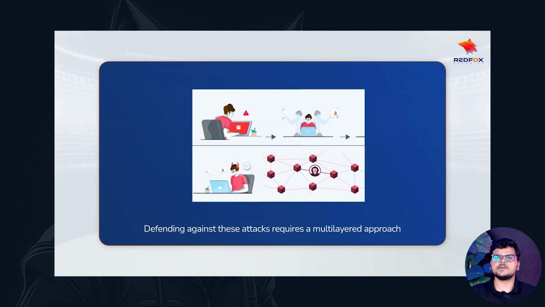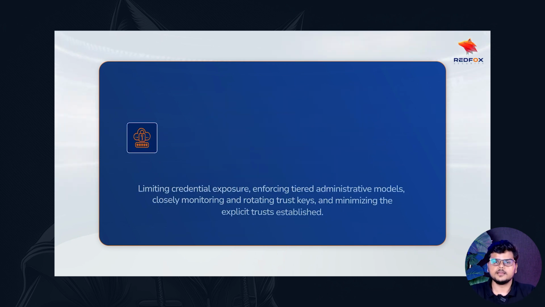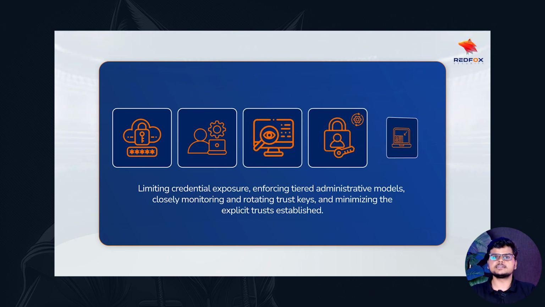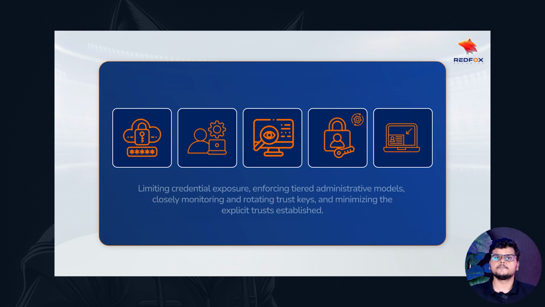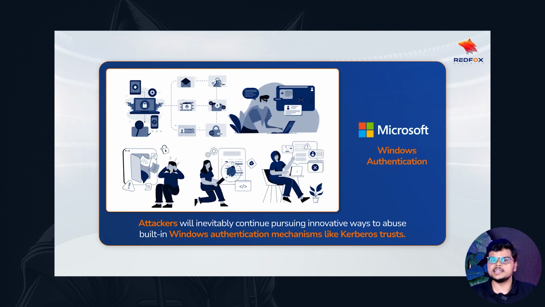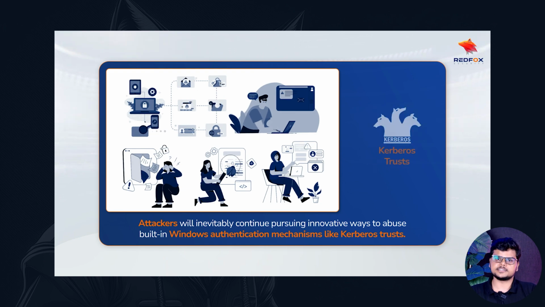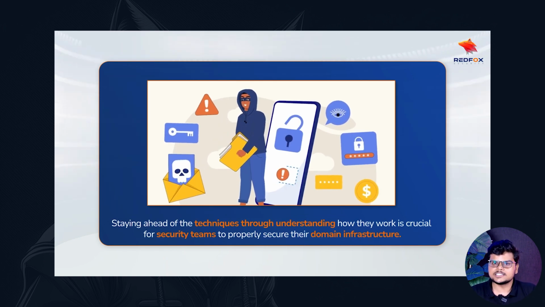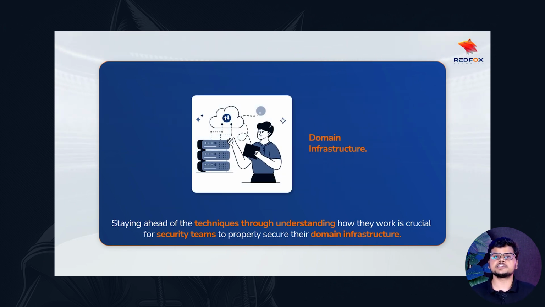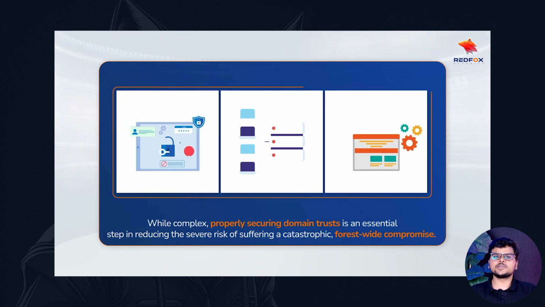Defending against these attacks requires a multi-layered approach: limiting credential exposure, enforcing tiered administrative models, closely monitoring and rotating trust keys, and minimizing the explicit trusts established. Attackers will inevitably continue pursuing innovative methods to abuse built-in Windows authentication mechanisms like Kerberos trusts. Staying ahead of the techniques through understanding how they work is crucial for security teams to properly secure their domain infrastructure. While complex, properly securing domain trusts is an essential step in reducing the severe risk of suffering a catastrophic forest-wide compromise.